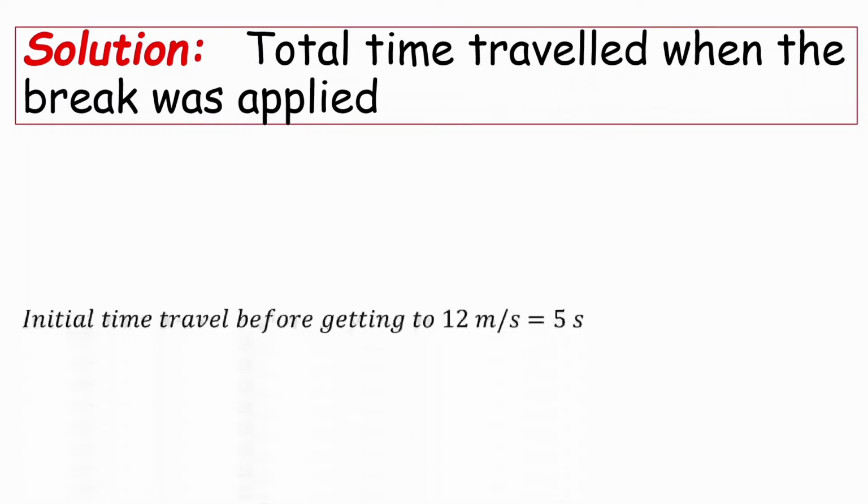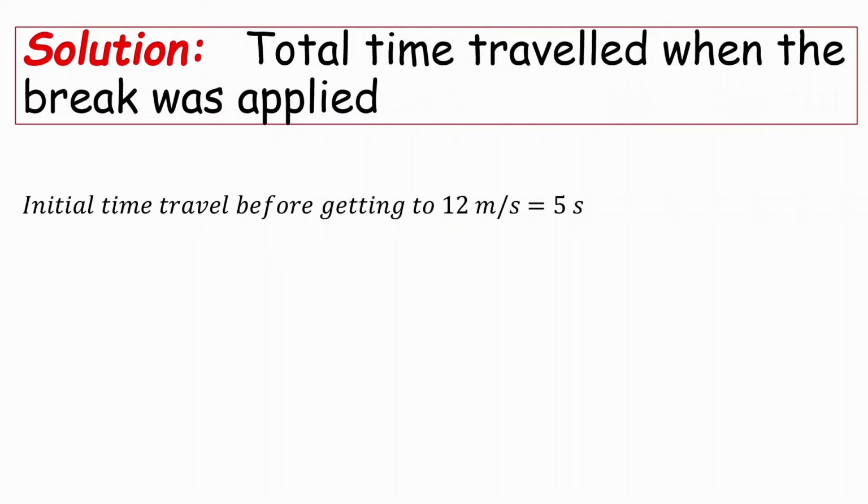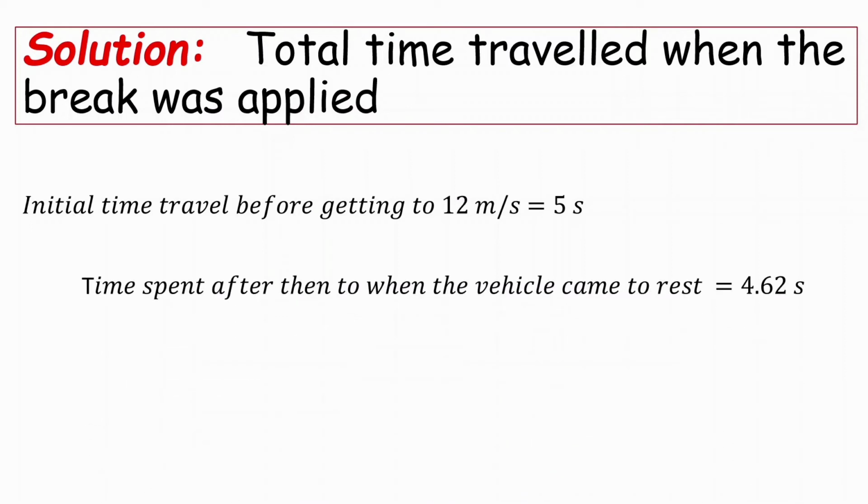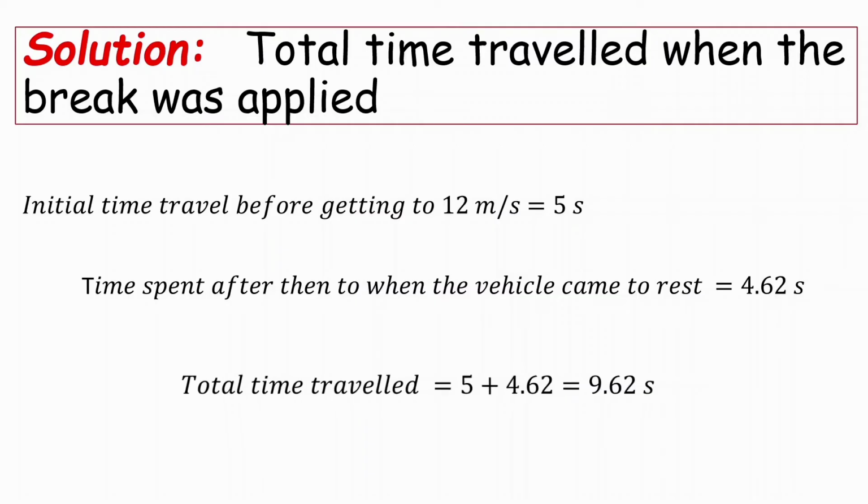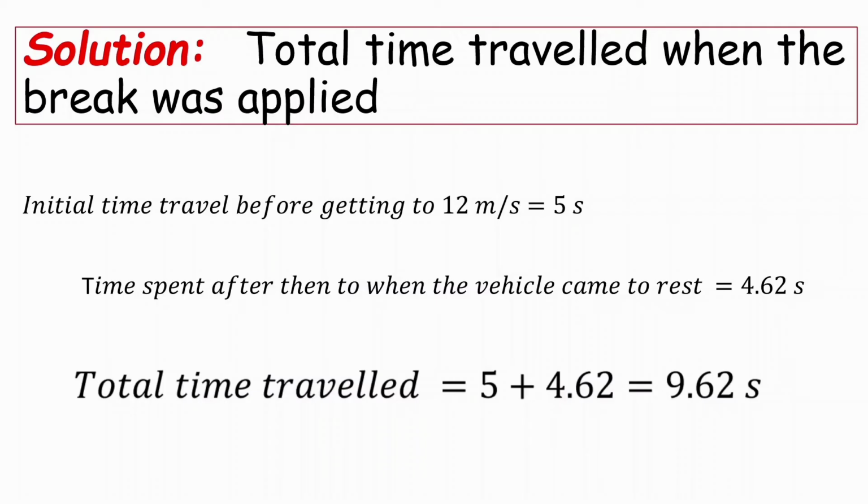Going forward, we can see that the initial time traveled before the vehicle got to 12 meters per second, as given in the question, is 5 seconds. We also had the time spent after then to when the vehicle came to rest. We also calculated that earlier to be 4.62 seconds. Then we see that the total time traveled will be the initial time it took the car to get to 12 meters per second plus the time it took the car to come to rest, which is 4.62. If you add this up, you get 9.62 seconds, which is equal to the time we calculated using our basic kinematic relations. So this is just to cross-check what we've calculated earlier.